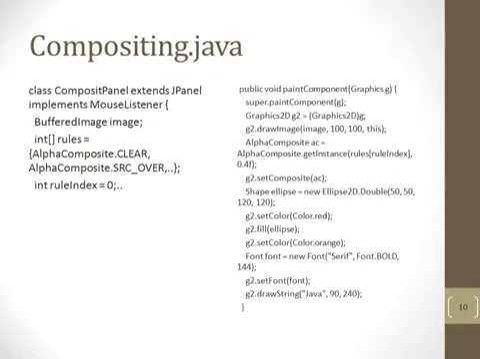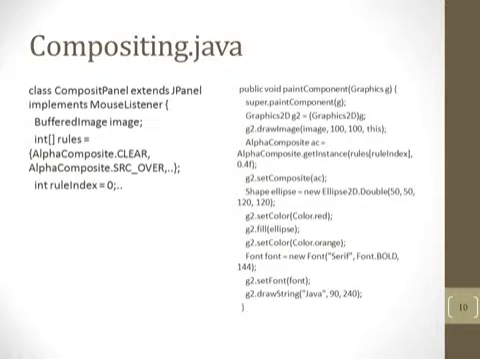Okay, this example illustrates the application of the AlphaComposite class to implement the Porter-Duff rules. This example shows several visual objects rendered with the 12 different Porter-Duff rules. The rules are selected by clicking the mouse on the display.